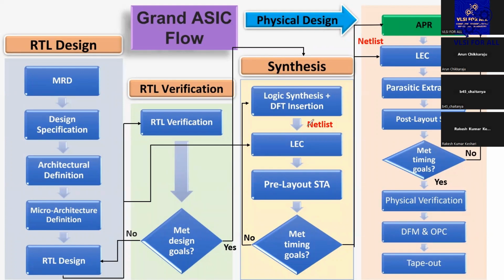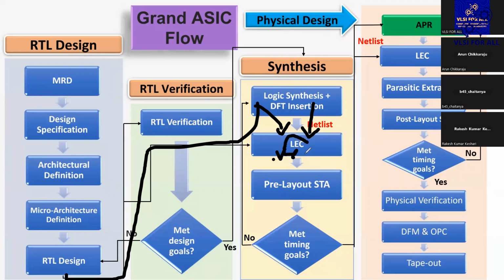If such things happen, what will happen if you don't do LEC? Let's say it met the timing goals and it goes for physical design. But if it misses the interconnect, it will get missed in the physical design flow. And at the end, if it goes for tape out, what will happen? It will be a huge loss to the whole thing. What we are doing is comparing the RTL code. We are not giving any test benches or anything. We are just giving the RTL code, a .v Verilog file, with respect to the netlist, and we are comparing that Verilog file with the netlist that has been generated here. I hope you got it right now.